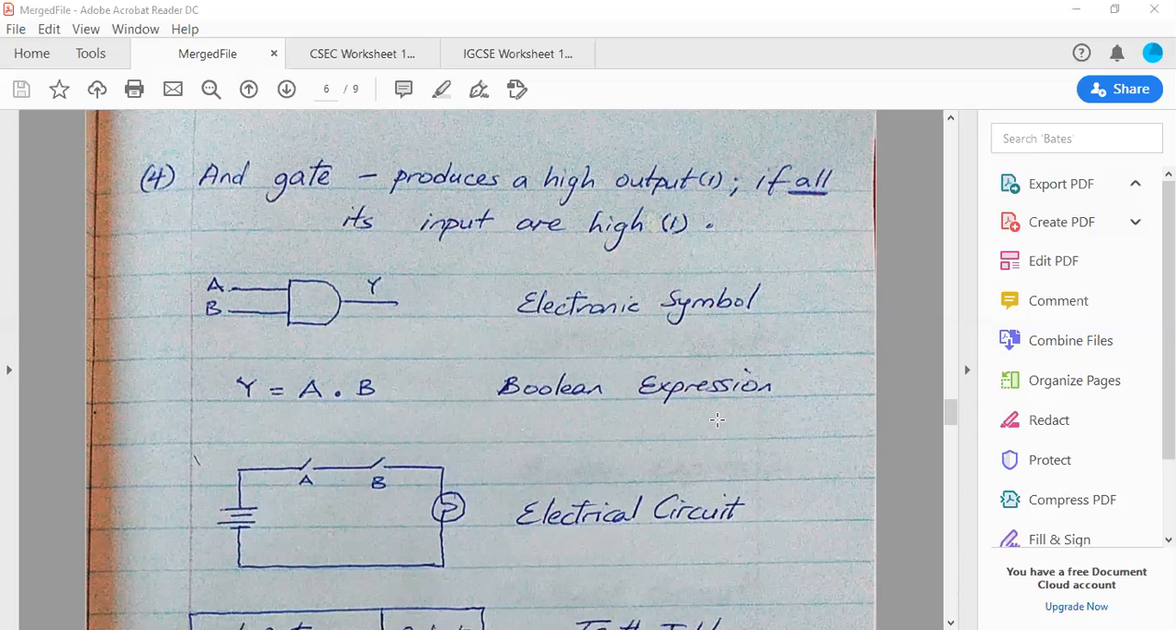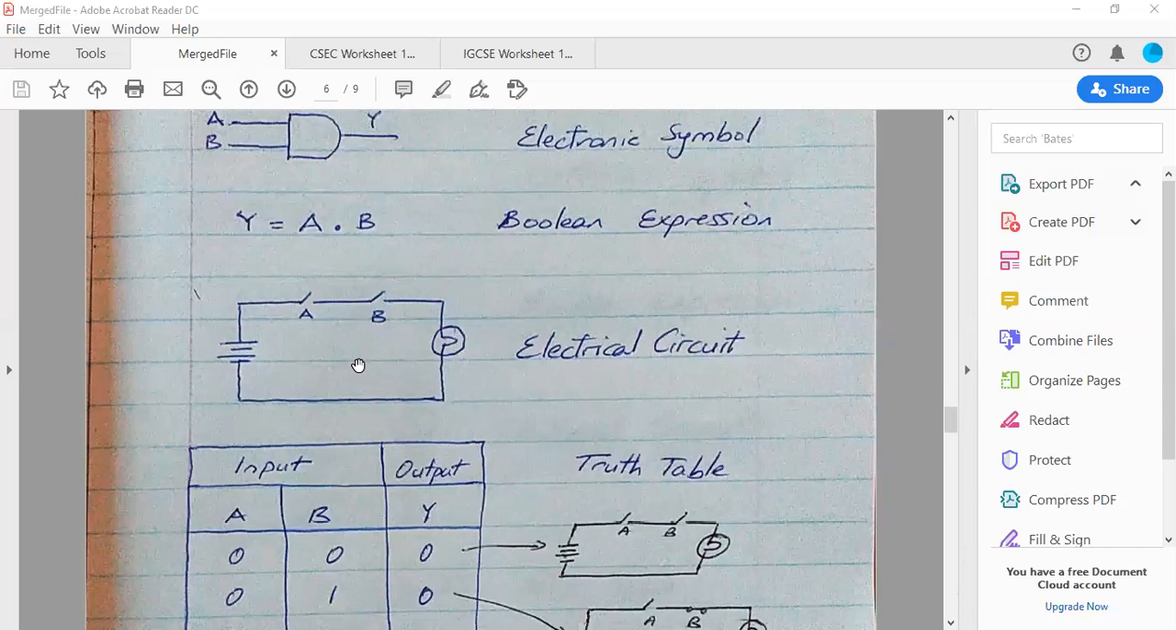Your Boolean expression is Y equals A and B. This dot means in math to multiply. So that means that A multiplied by B is going to give you the arithmetic output. So for the electrical circuit, the A switch is in series with the B switch, and both of them are in series with the light.